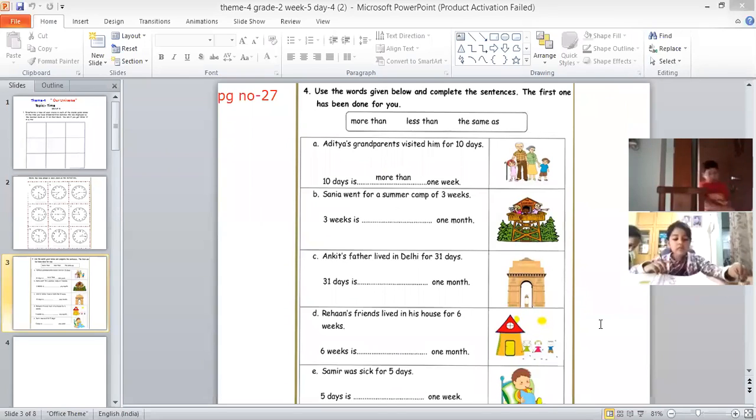Okay. Now next question, second bit. Sania went for a summer camp of 3 weeks. Now the question is, 3 weeks is dash than 1 month. Now first of all, if we want to compare 3 weeks with 1 month, we should know how many weeks are there in 1 month. Right? Shreyas?